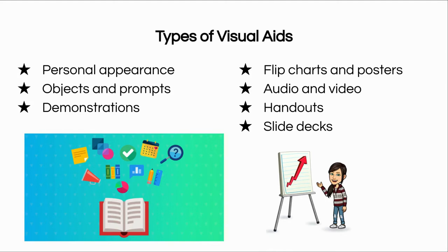Now, there are different types of visual aids, and so I like the image on the left here, which shows just how colorful and creative you can be with a visual aid. A visual aid could be a personal appearance. For example, if you're doing a demonstration speech on yoga, your personal appearance, how you're dressed, and how you move sends a message. They can be objects and props. They can be demonstrations, flip charts, posters. Typically, we avoid posters now that we have such great technology that allows us to do slide decks. Handouts, audio, and visual videos are also really helpful.